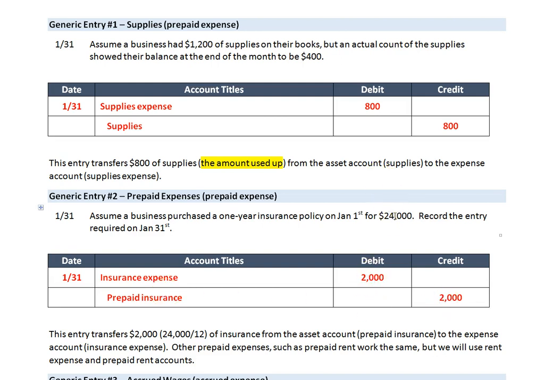We're not recording the $24,000. We're recording the amount that we've used up. You have to read that it's a 1-year policy. And then we divide by 12 to get the monthly amount.